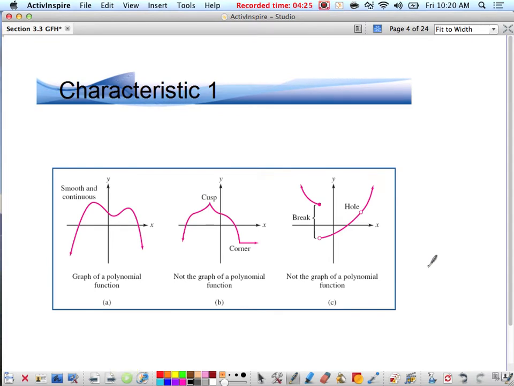So your book gave you a few examples as well. So they go, this is smooth and continuous. This one has a cusp to it, so it's a pointy spot on it. That's not a polynomial. And this one has a break in the graph, a jump from here to here. That's not a polynomial either. Is that okay, guys? Okay.